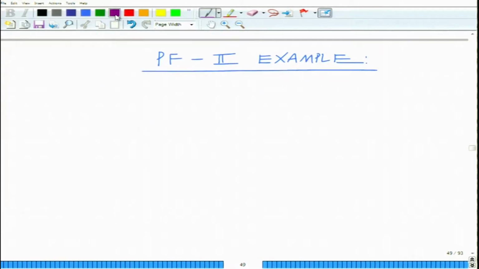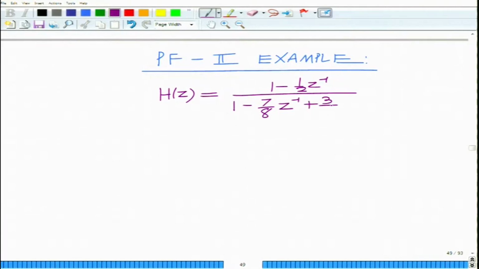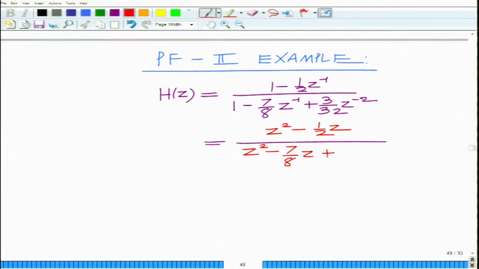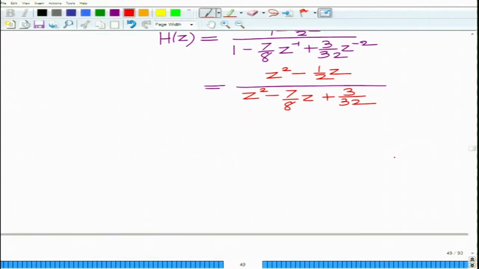And you have your H(z) equals (1 minus half z inverse) divided by (1 minus 7 by 8 z inverse plus 3 by 32 z to the power minus 2), which equals (z square minus half z) divided by (z square minus 7 by 8 z plus 3 by 32). Remember, because we have to do partial fraction expansion in z.